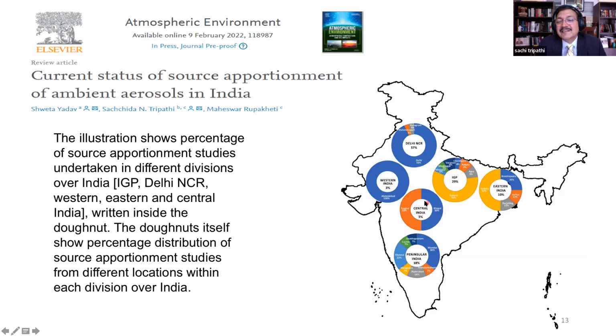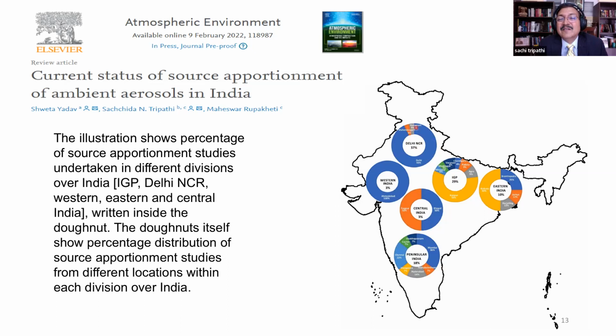Now, if you look at Central India, it has a meager 3%. Peninsular India still has about 20%. Eastern India has 1/10, 10%. So Western India and Central India actually have a lot less contribution in terms of source apportionment studies conducted over India. Whereas Delhi NCR and IGP put together constitute about 70%, which is more than 2/3 of all the source apportionment studies conducted over India.